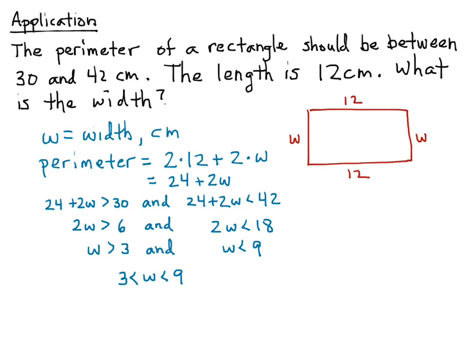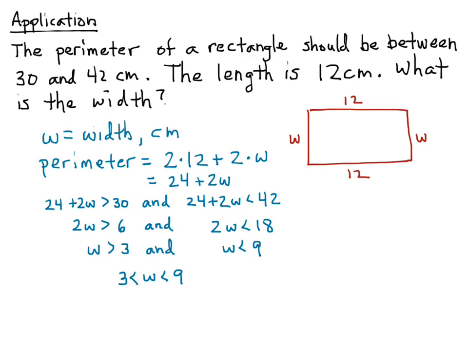So by solving this first one here, I'm going to subtract 24 from both sides. I get 2W is greater than 6. I get W is greater than 3. And on this side, I do exactly the same steps. I subtract 24 from both sides and divide by 2. And so I get W is less than 9. Now we're going in a range, so you expect that you're between two numbers, and in fact that's what your solution tells you. So you can write it as the width is between 3 and 9.